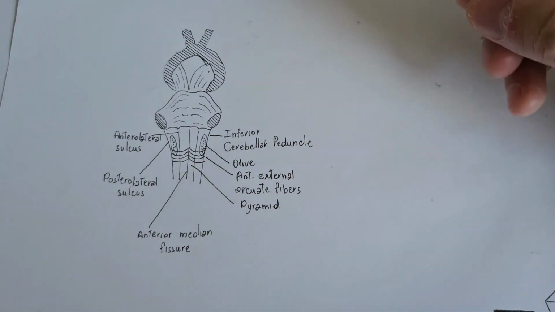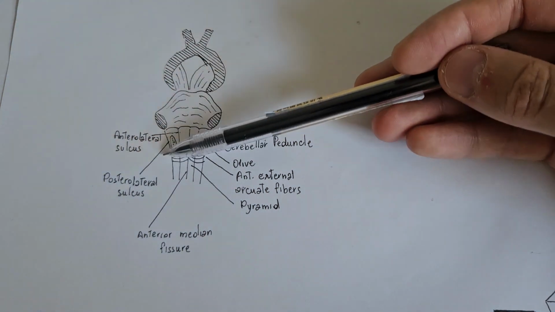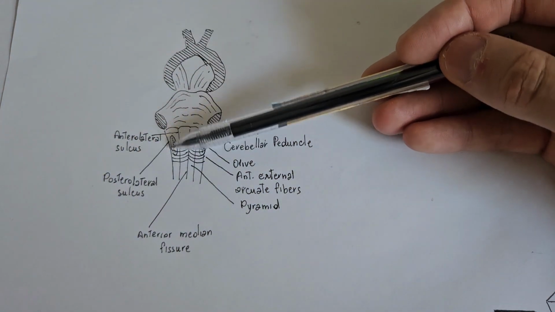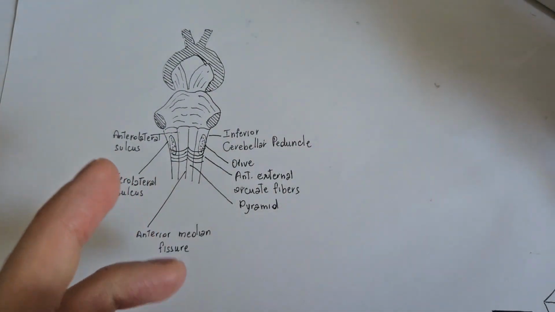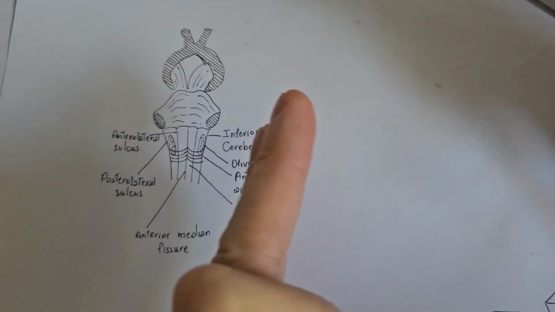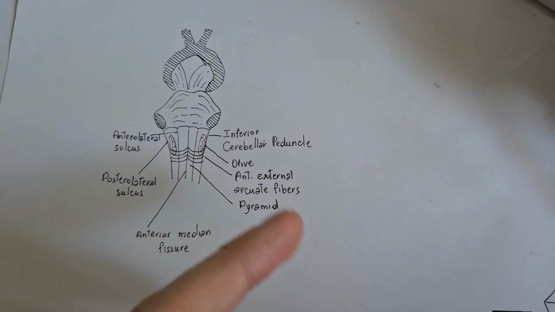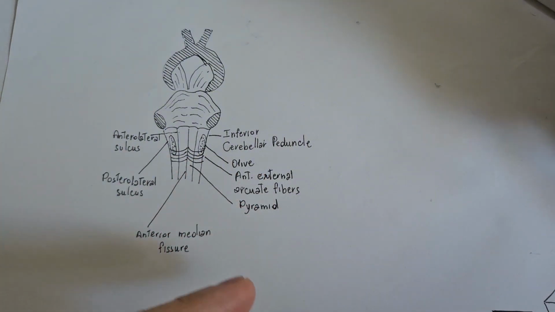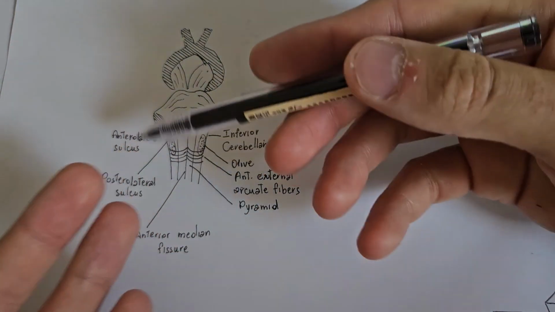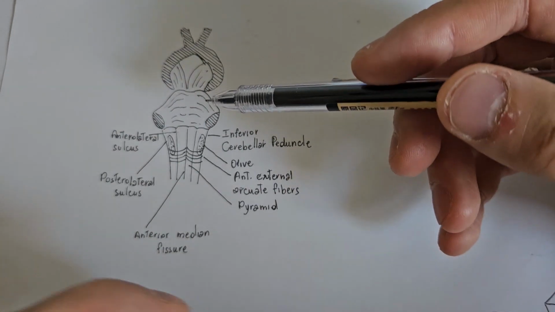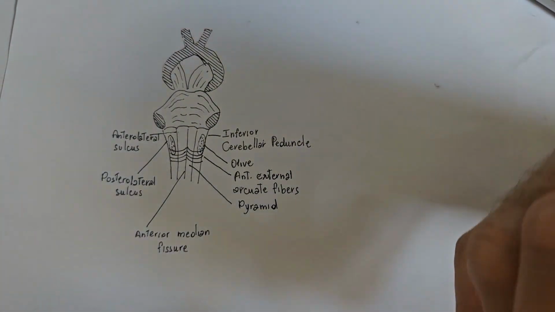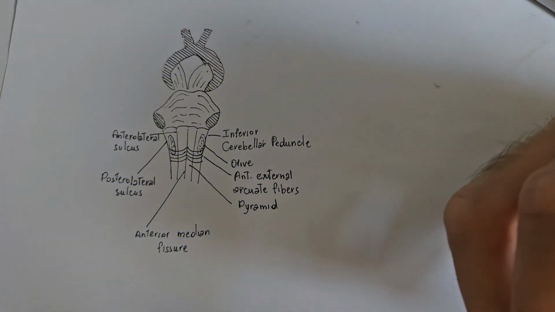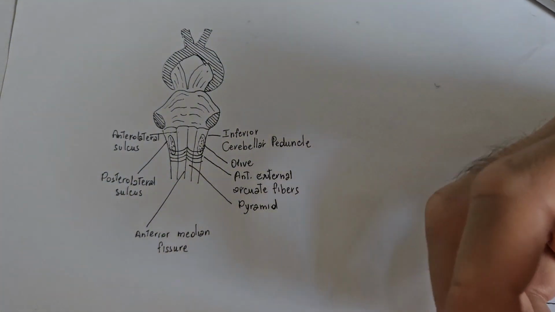Now, the posterolateral sulcus separates the olive from the inferior cerebellar peduncle, and this sulcus provides a very clear division between these two structures, and it is another important area for surgeons and neuroanatomists. It's an important landmark.